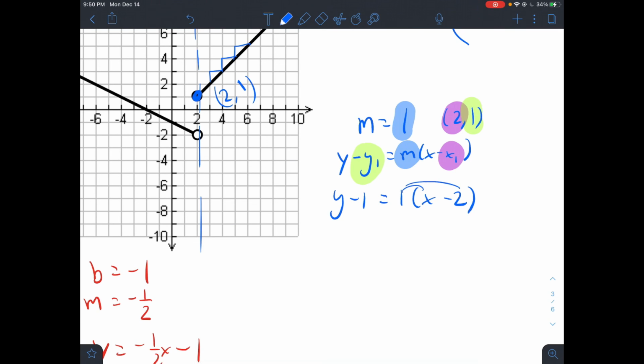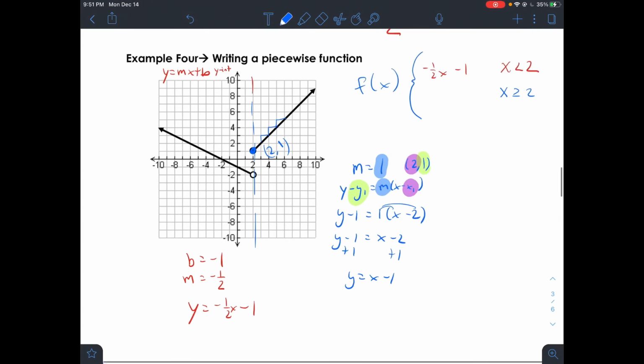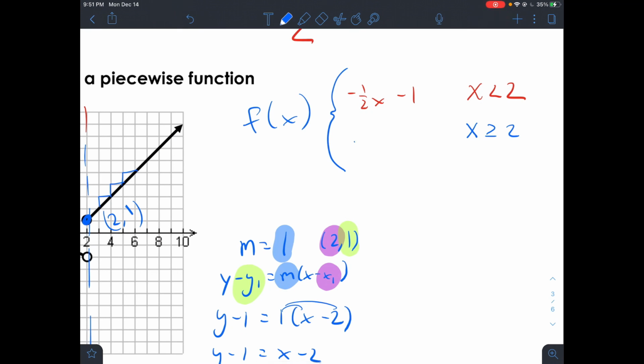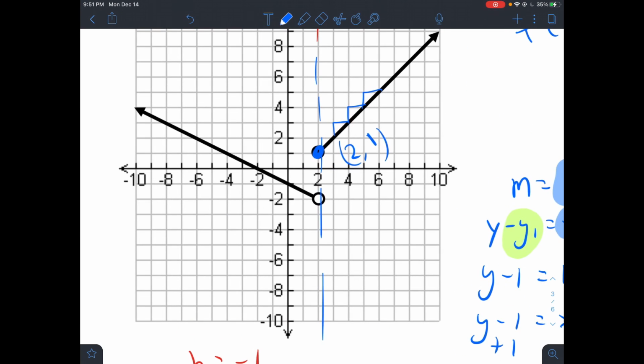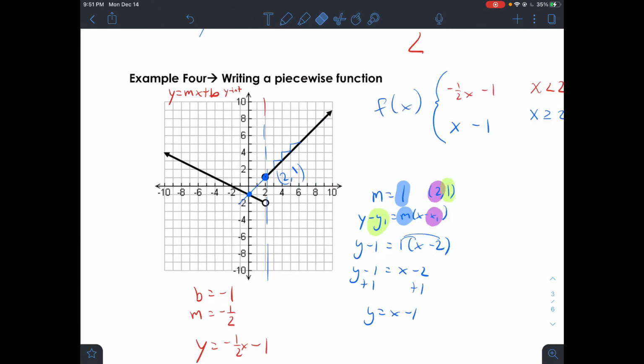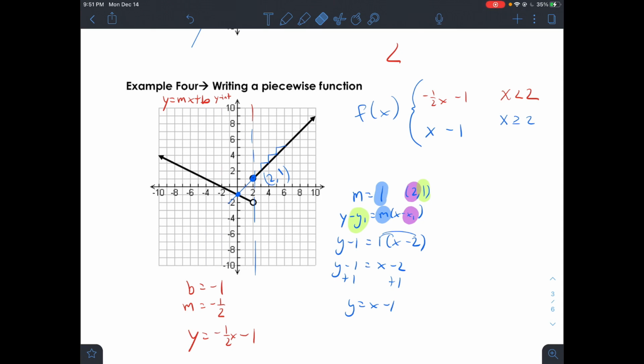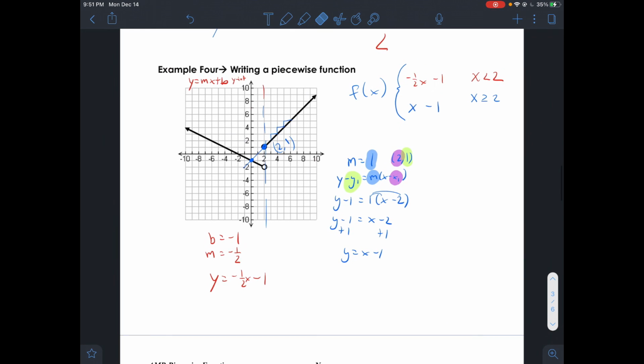Then we can go ahead and distribute this 1. So we just get y minus 1 equals x minus 2, because 1 times x is x, and 1 times -2 is -2. Bring the 1 over, and you get y equals x minus 1. So that is going to be our blue equation, x minus 1. Now, we could extend this guy, and you would see that he does go through his y-intercept, which, if he continued on, which he doesn't, would be -1. That's another way you could do that: find the slope, and then just find the y-intercept. All right? So that is how you would write a piecewise function.